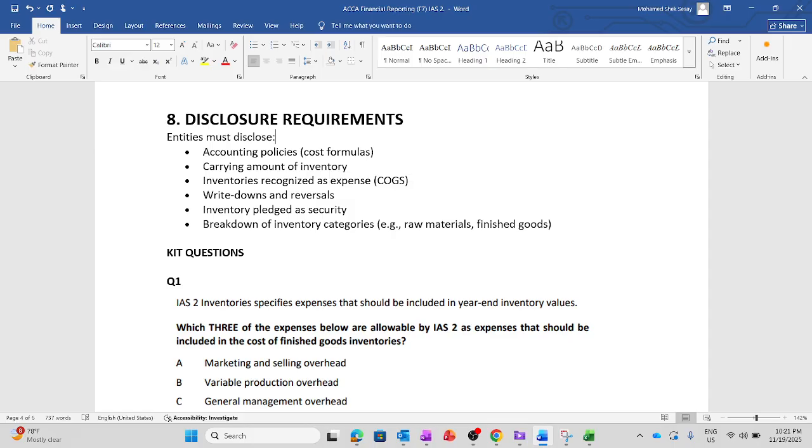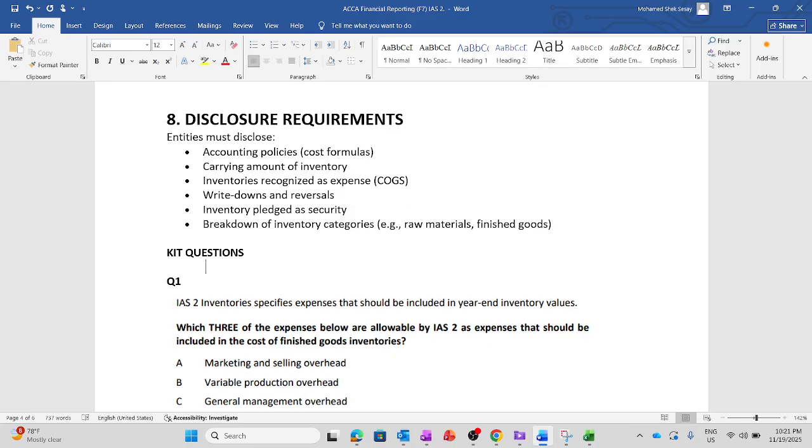Entities must disclose the accounting policy, the cost formula that is used to determine the value of the inventory, and the carrying amount of the inventory. We need to disclose it in the notes to account. Inventory recognized as expenses, we need to show it. We need to show the write down and the reversal, and also we need to show inventory pledged as security. And we need to show breakdown of inventory categories, raw material, finished goods. So these are the categories that we need to show in the notes to account when we are preparing our financial statement.